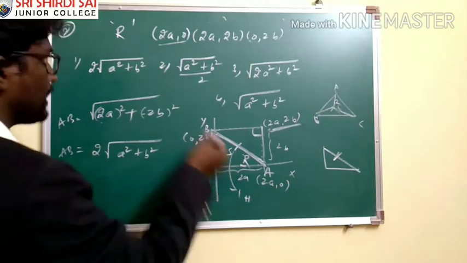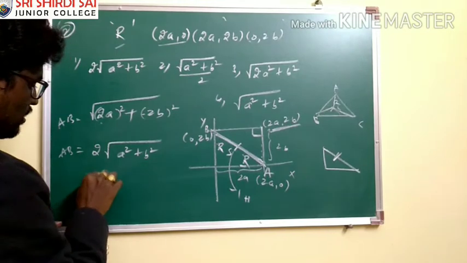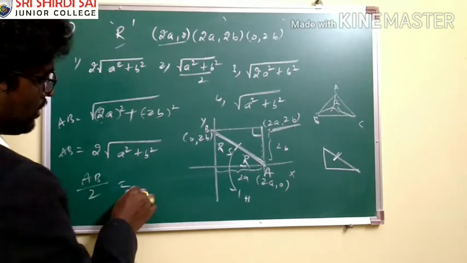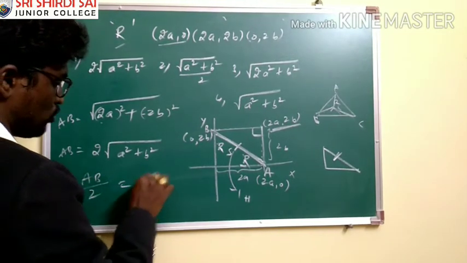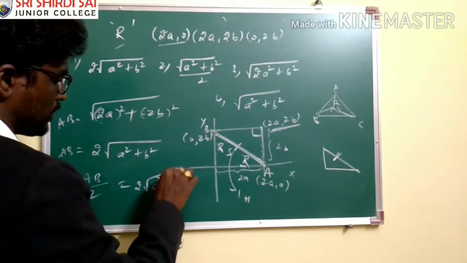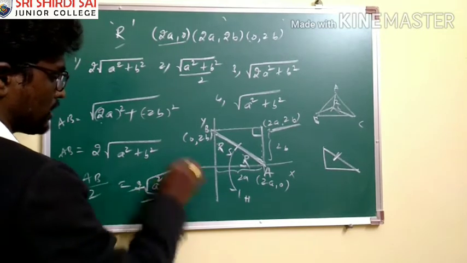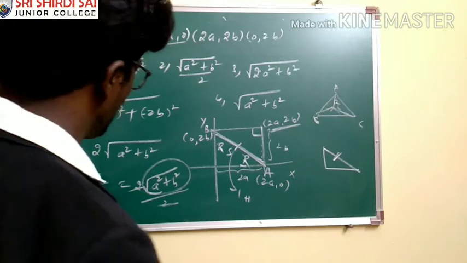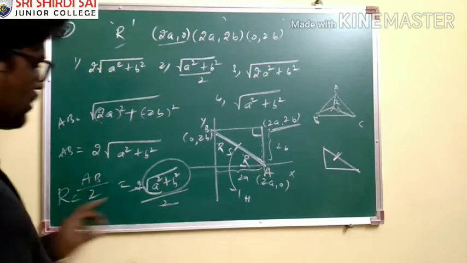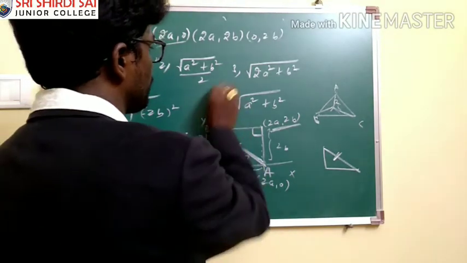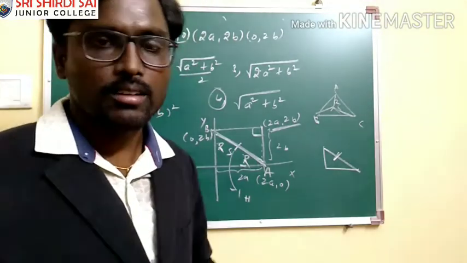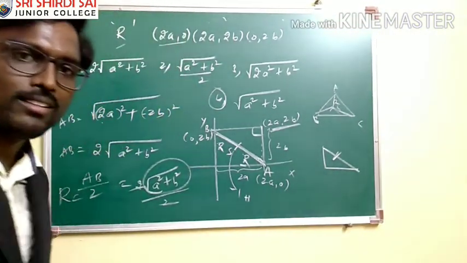Now what is needed here? Circumradius means I am taking half, AB by 2. AB by 2 in the sense 2 times root of a square plus b square by 2. 2 and 2 get cancelled, so that we are getting circumradius, that is capital R, is equal to root of a square plus b square. Which option? Fourth option. See how logical the question is here.